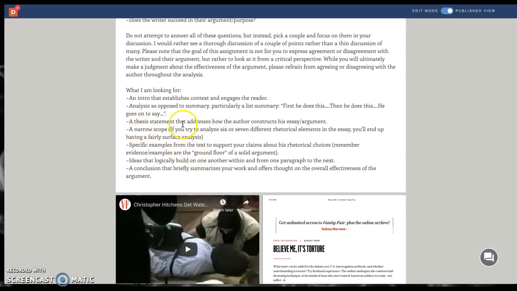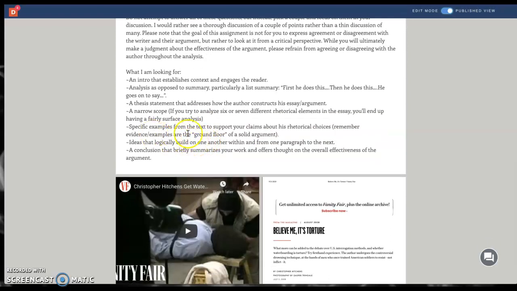A thesis statement that addresses how the author constructed his or her arguments. Again, the thesis statement is your roadmap for your audience. Tell your audience what you plan to do, and use it as a means of preparing them for what's going to happen as well. I've already said this, but a narrow scope. Try to do maybe one or two things, not six or seven things. If you do a lot, that's going to lead to a fairly surface paper. Again, specific examples from the text to support your claims about his rhetorical choices. These are the ground floor for a solid argument.